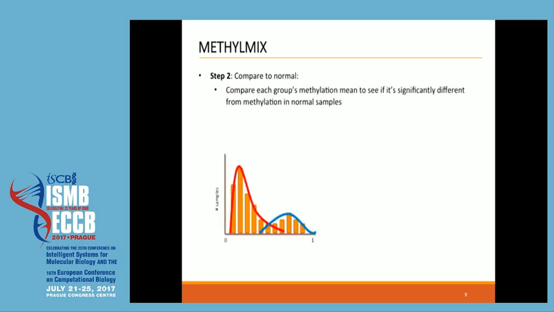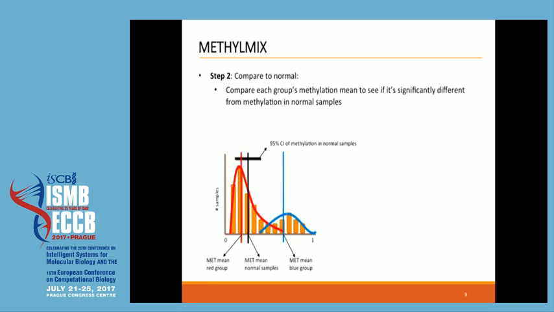Now that we've identified the number of different methylation states for each gene, we want to determine if any of those methylation states are abnormal in cancer. So we take the mean methylation for each of our methylation states for this gene, and we compare with the 95% confidence intervals for normal adjacent tissue.